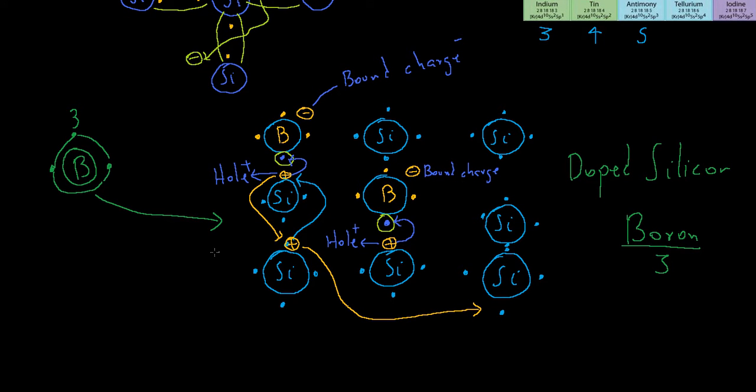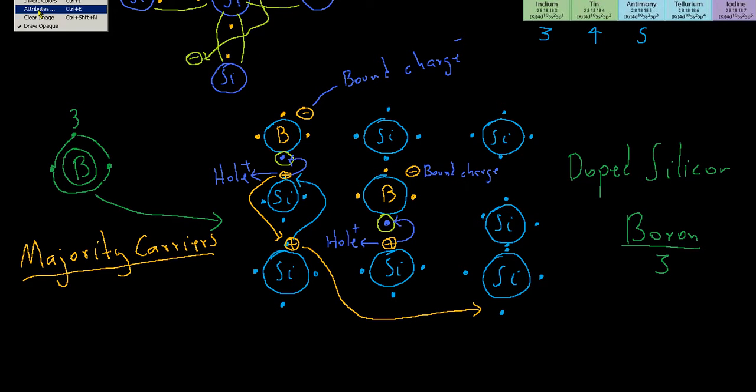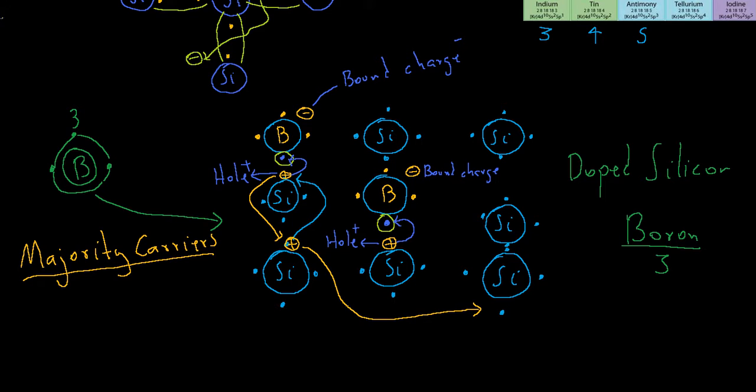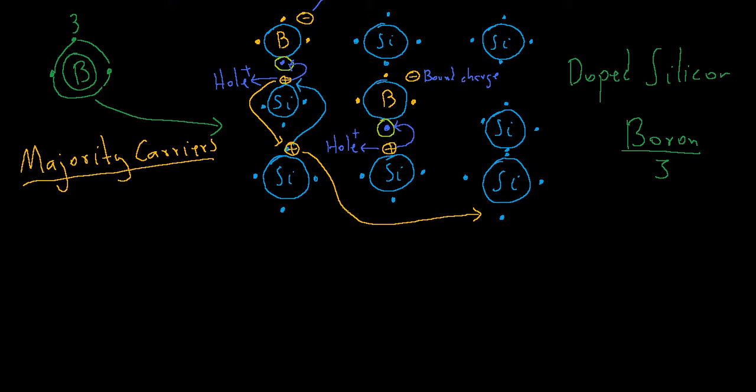So the holes are called majority carriers. They are majority carriers because they carry the majority of the charge and current in the material. I'm just going to increase the size of this. Okay.